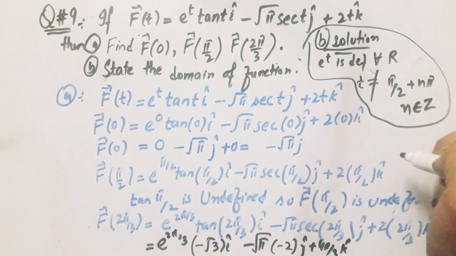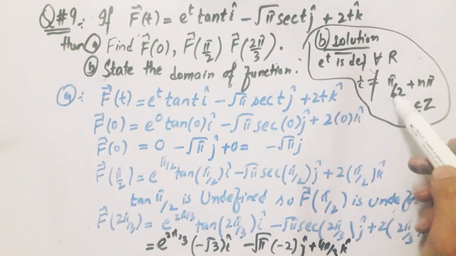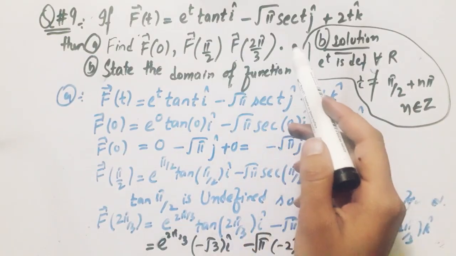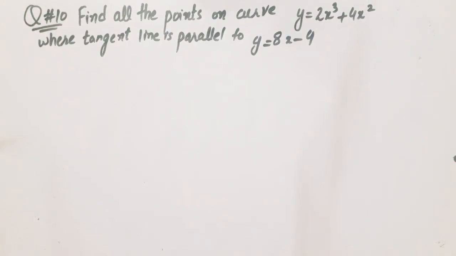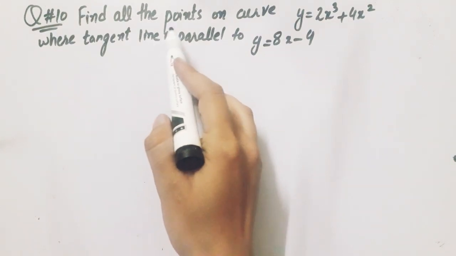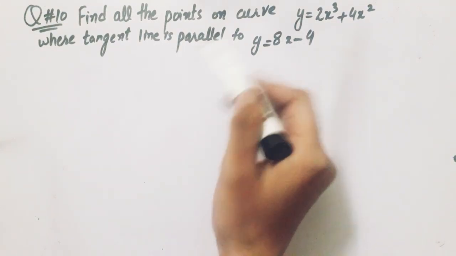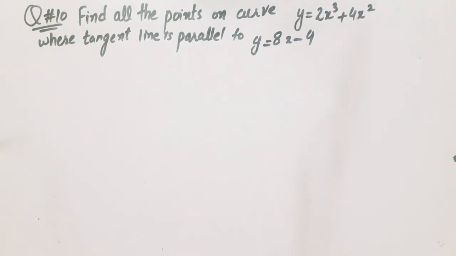So domain is the area where the function is defined. So this area should not be included, when you get tan pi by 2 your answer is undefined, or secant. So we will write this as. Now very simple and very easy question. Find all the points on curve y is equal to 2x cube plus 4x square where tangent line is parallel to y is equal to 8x minus 4. So in this question you have to find the points where tangent line is parallel to y is equal to 8x minus 4. So we will solve this question.